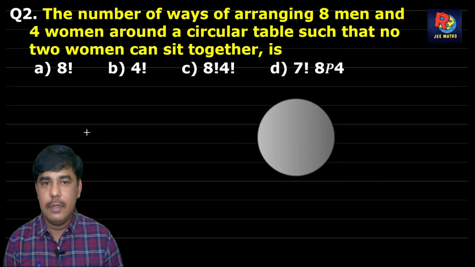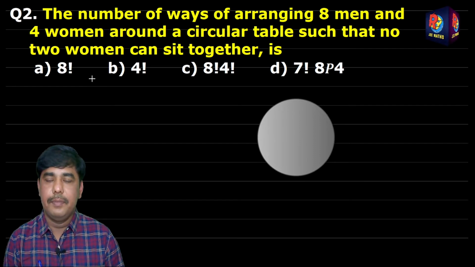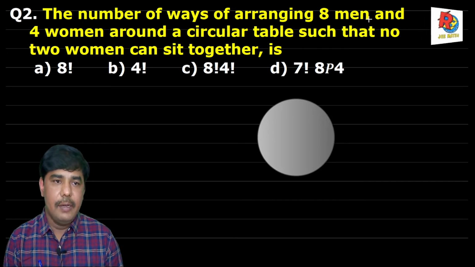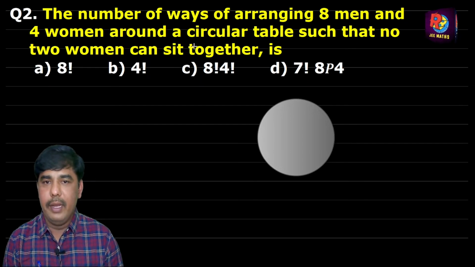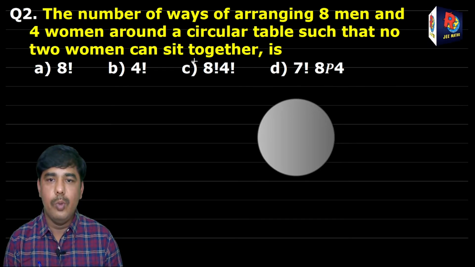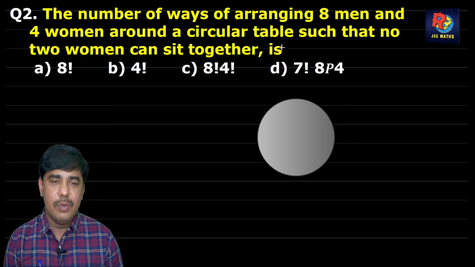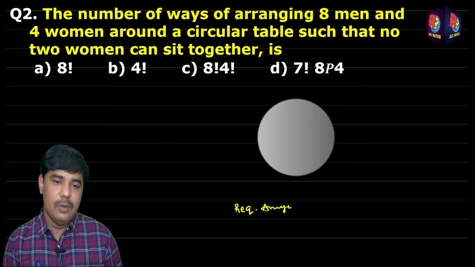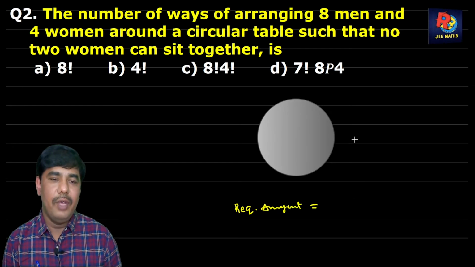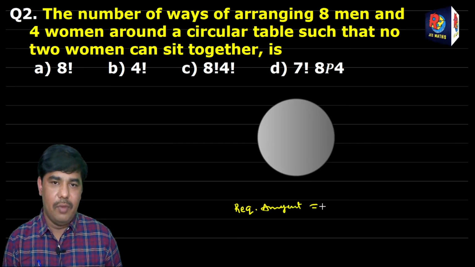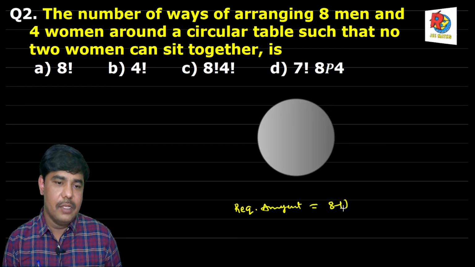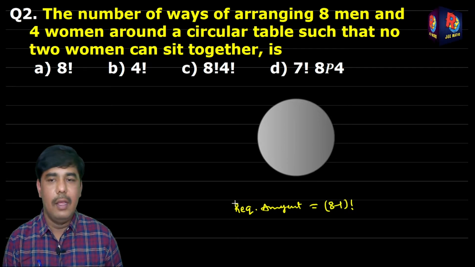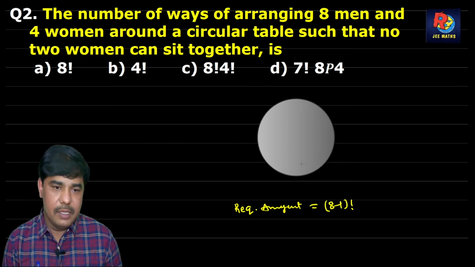Next, you can observe here. The number of ways of arranging 8 men and 4 women around a circular table such that no 2 women can sit together. So first we need to arrange the 8 men. The required arrangement equals: 8 men we need to arrange in circular form. In circular arrangement, 8 men can be arranged in 8 minus 1 factorial ways.